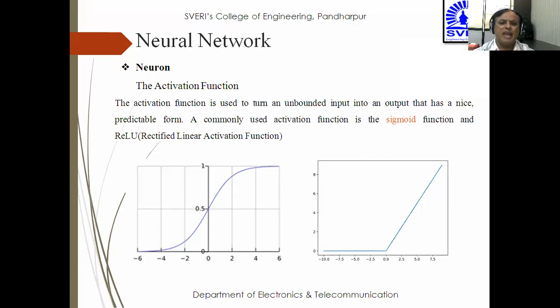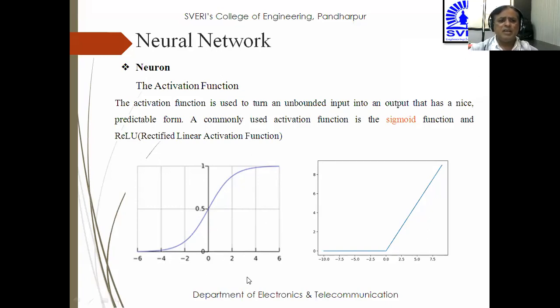A commonly used activation function is the sigmoid function, and the second one is ReLU, called the rectified linear activation function. There are some advantages and disadvantages of both these functions that we are going to see in the next slide. But before that, the first function here is the sigmoid function. Now this sigmoid function you have already seen, I do feel so, in signals and systems. We have seen these kinds of signals, whereas this is the signal which is like a ramp.